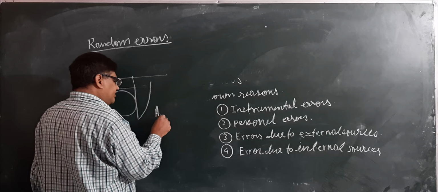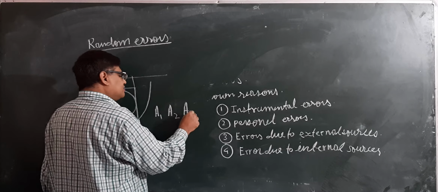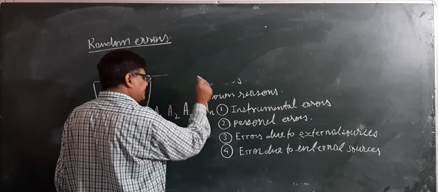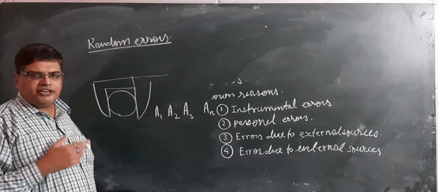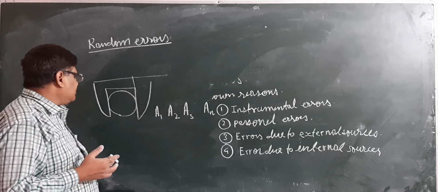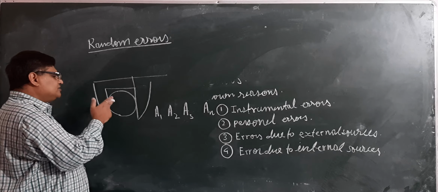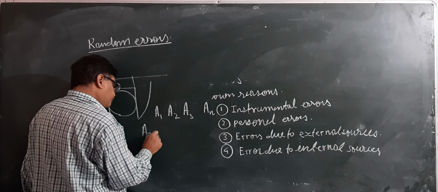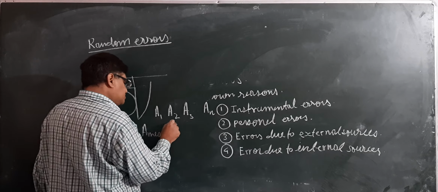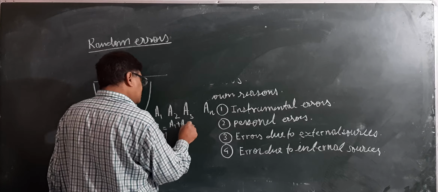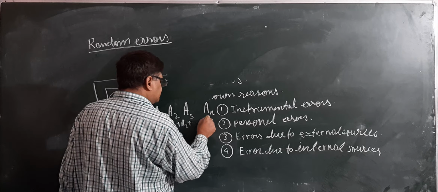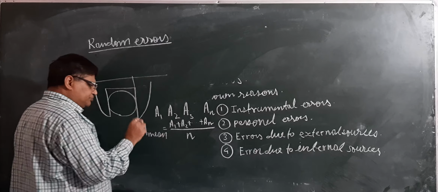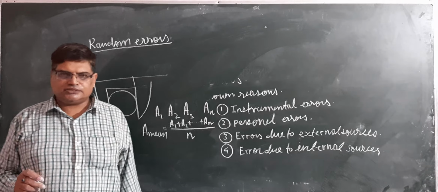Suppose the observations are A1, A2, A3. So you are taking n observations. Lastly, you are taking the nth observation as An. Then you can find the mean of these observations, and that will give you an approximate value of the diameter of the spherical bob. So A mean is equal to (A1 + A2 + ... + An) divided by the total number of observations. So this is the mean value of the observations.